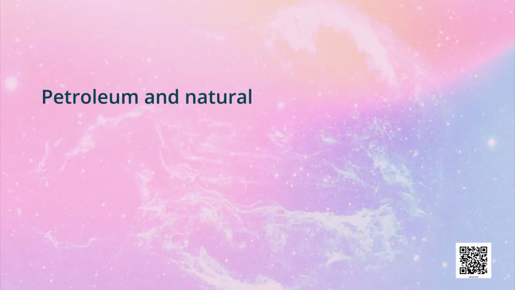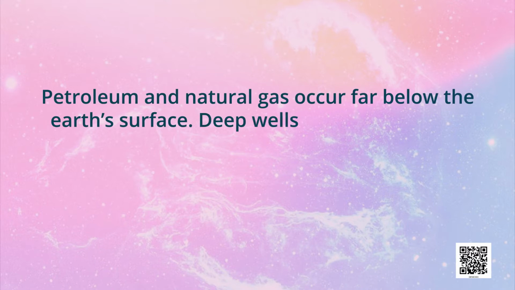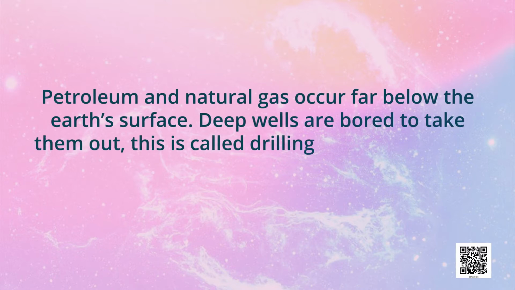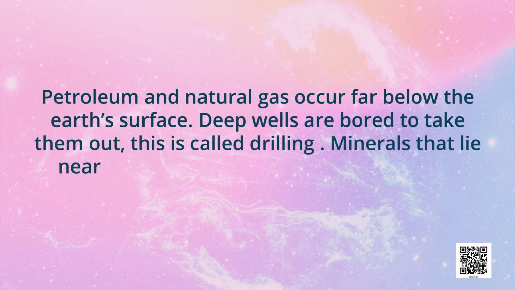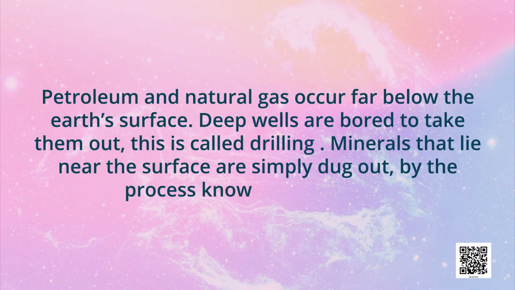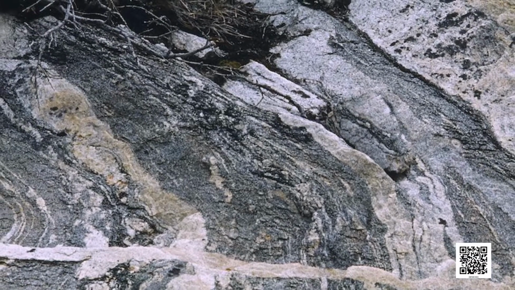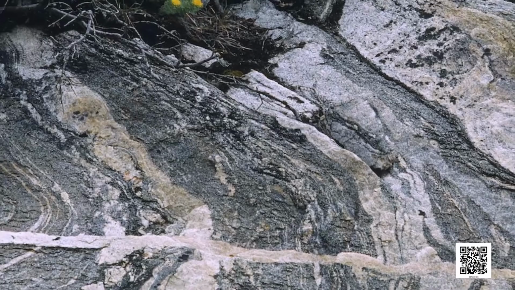Petroleum and natural gas occur far below the earth's surface. Deep wells are bored to take them out. This is called drilling. Minerals that lie near the surface are simply dug out by the process known as quarrying. So, how are these minerals distributed? Minerals occur in different types of rocks. Some are found in igneous rocks, some in metamorphic, while others occur in sedimentary rocks.